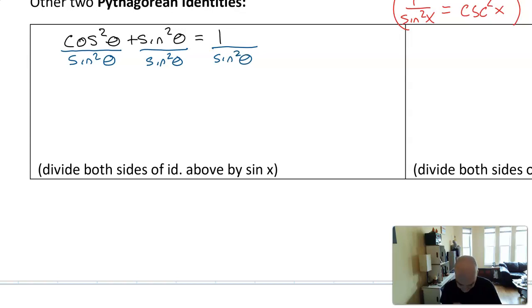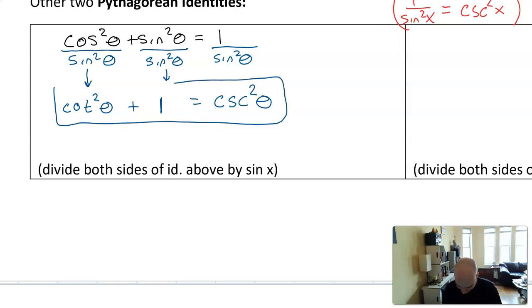If I do that, some interesting stuff happens. First, cosine over sine is cotangent. So cosine squared over sine squared would be cotangent squared. Sine squared over sine squared is just 1, and 1 over sine squared is cosecant squared. So this is another Pythagorean identity that you can use that relates cotangent squared to cosecant squared.